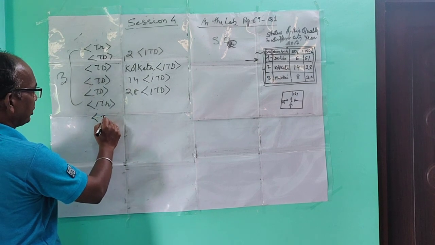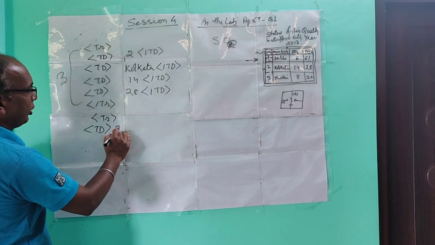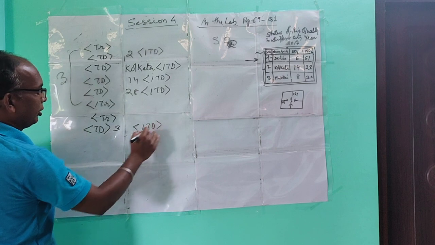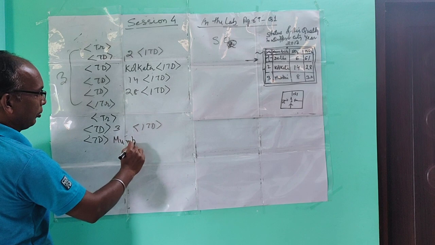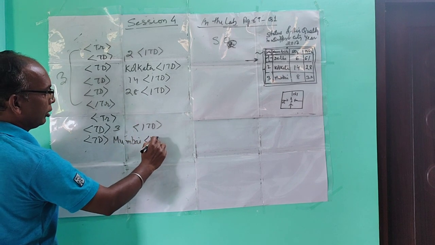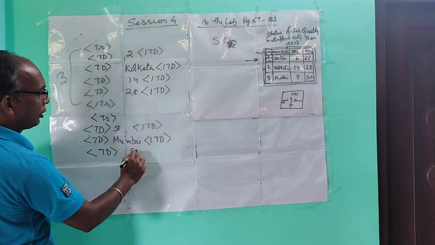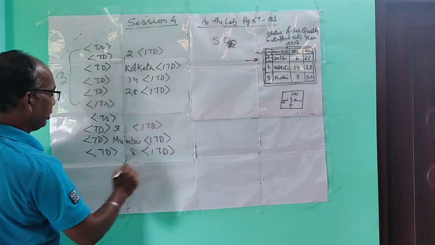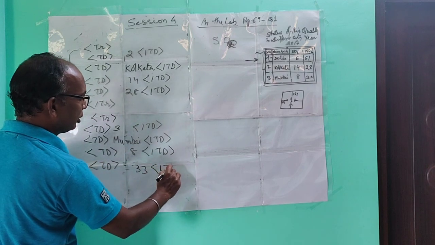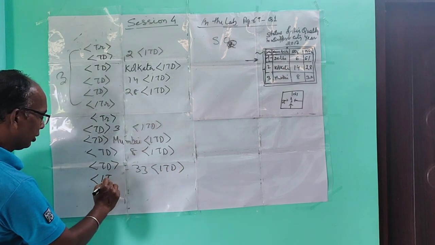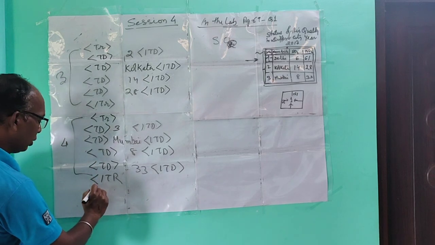For the fourth row, now again start tr, td 3, close td, td Mumbai, close td, td 8, td 33 and close td. Then close tr for the fourth row. After closing, close table.